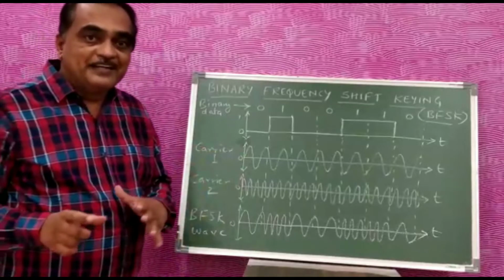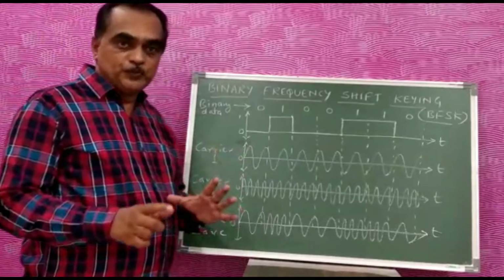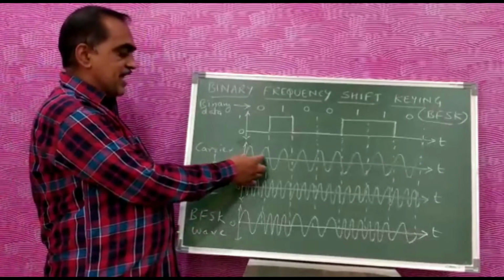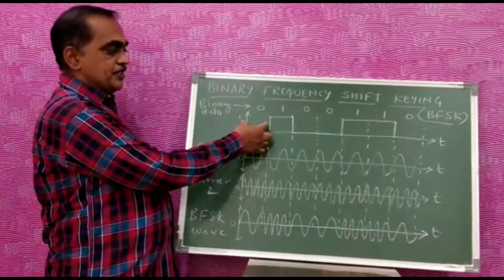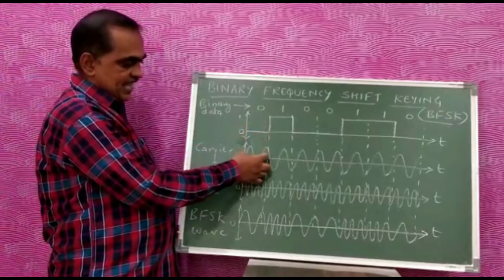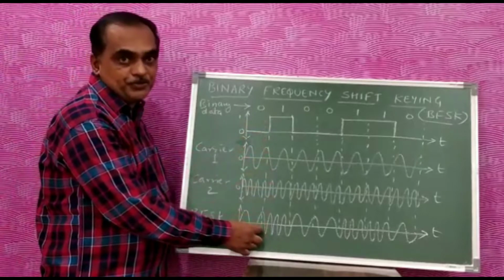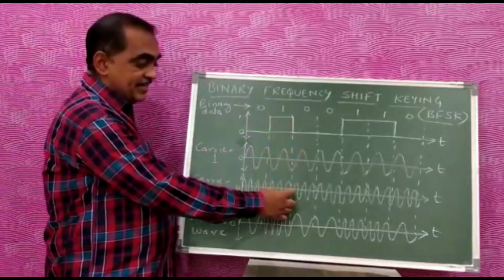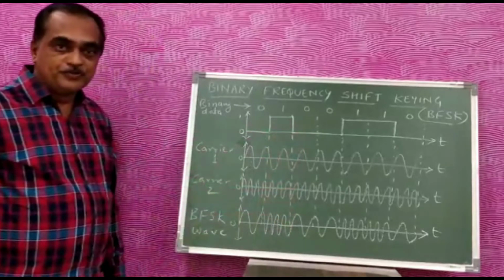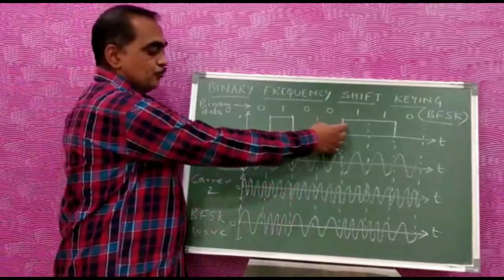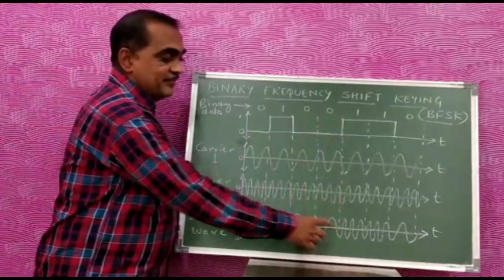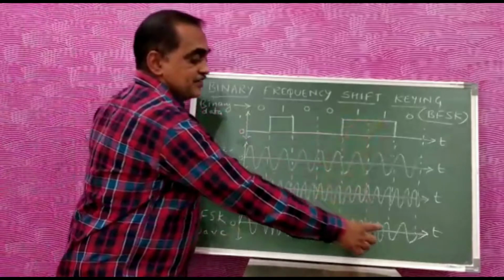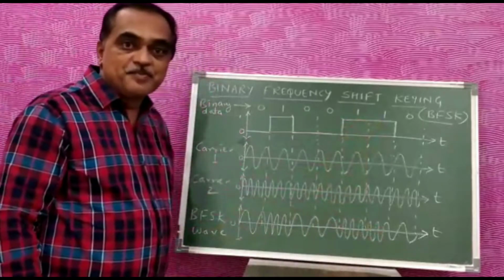Now whenever the data is 0, at that time we have to transmit carrier number 1 as shown here. Data is 0, this carrier is transmitted at the output. Similarly, when the data is 1, the second carrier should be transmitted at the output. Similarly, when the data is 0, 0, the first carrier is transmitted at the output. Similarly, when the data is 1, 1, the second carrier is transmitted at the output.